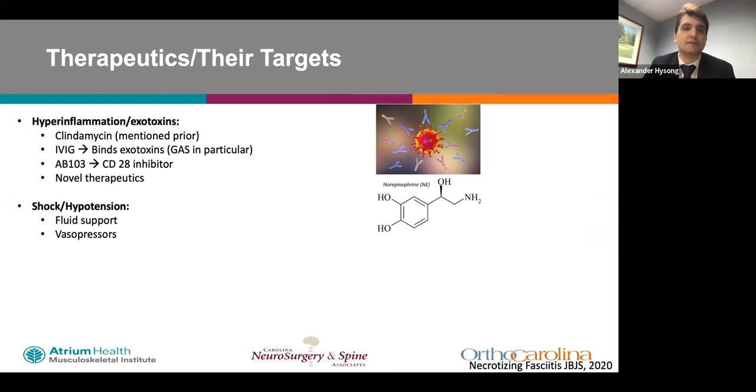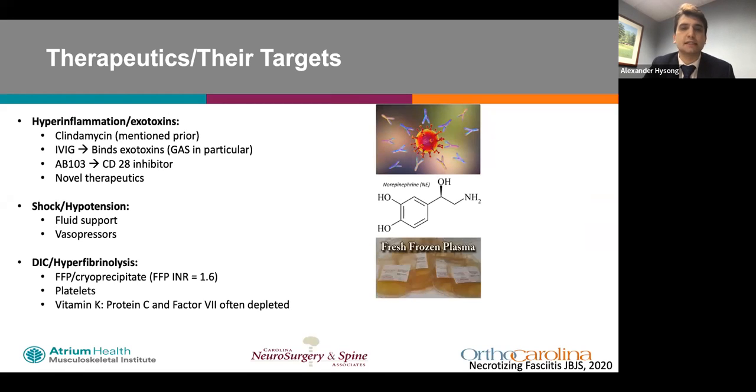AB103 inhibits a CD28 inhibitor, which is a T cell receptor, hopefully eliminating hyperinflammation. Shock and hypotension, obviously, we treat with fluid support and vasopressors. DIC and hyperfibrinolysis can be treated with FFP and cryoprecipitate. It's important to note that FFP typically has an INR of 1.6, which is relatively hypocoagulable, and we should follow INR when we're administering it to patients.